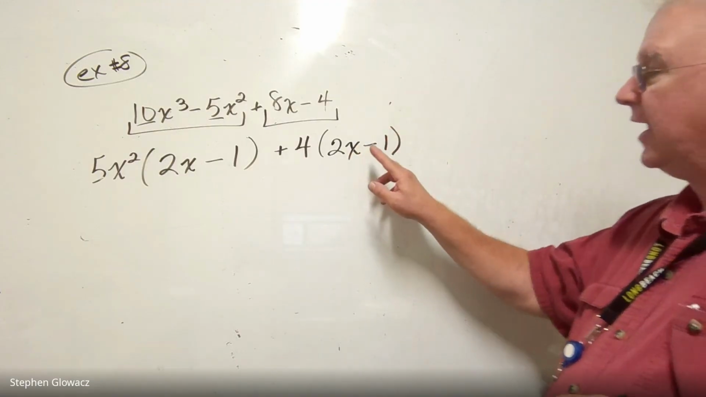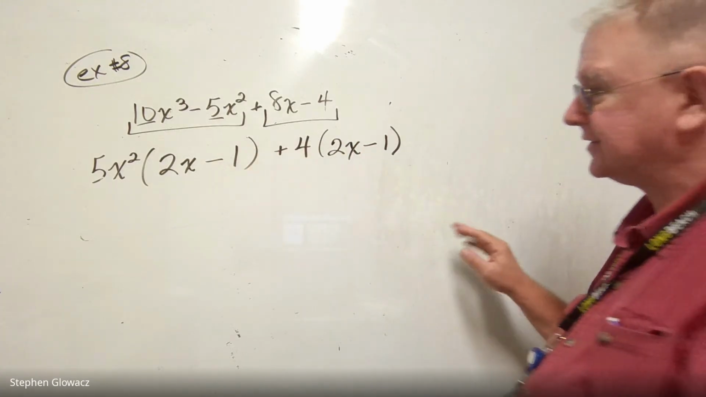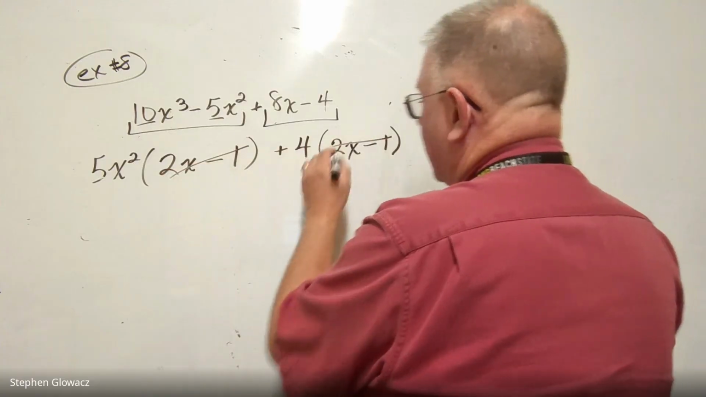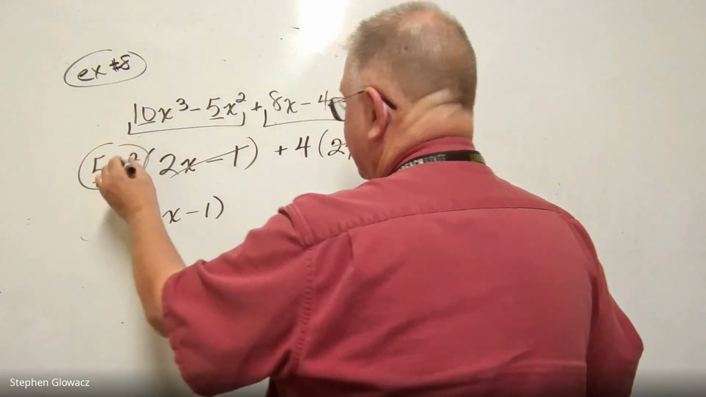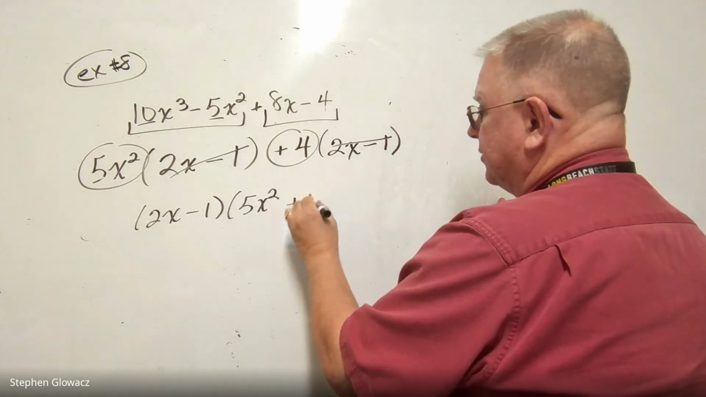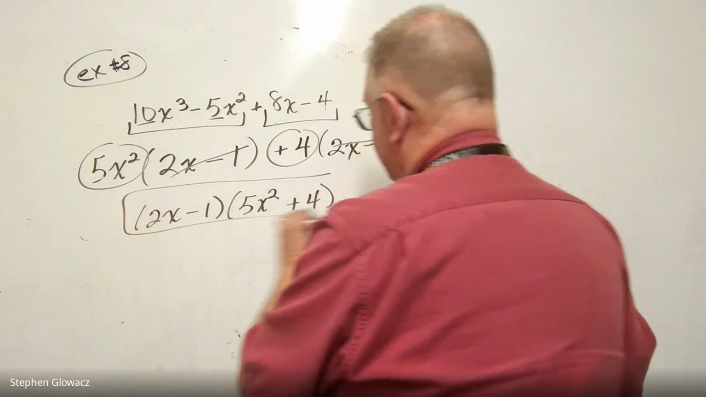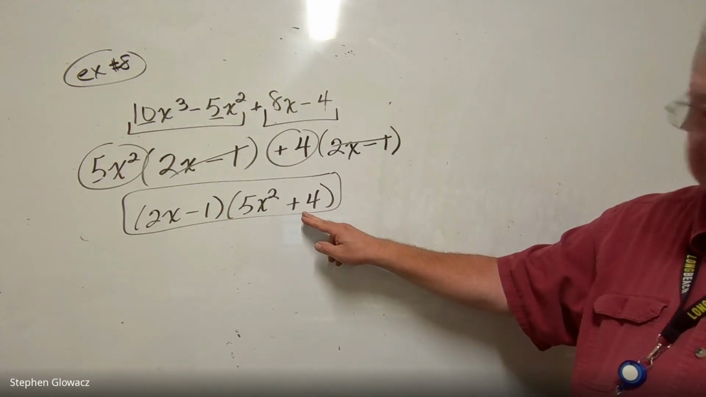And notice we got what we hoped for, the same thing inside both parentheses. So 2x minus 1 is our common factor. And then what remains over here is the 5x squared. And then what remains here is the plus 4. So our answer, 2x minus 1 times 5x squared plus 4.